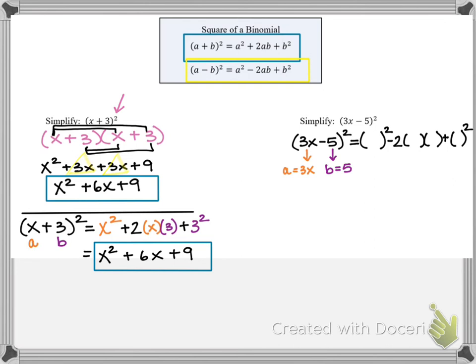So now let's fill in the blanks. So a squared, I'm going to replace a with 3x, minus 2 times a, which is 3x, times b, which is just 5, and then plus my 5 squared. Now let's simplify. So the term 3x, when I square it, is 9x squared. Now I'm going to subtract the product of 2 times 3x times 5. Well, 2 times 3x is 6x, and then times 5 is 30x. So now I have 9x squared minus 30x, and then I just add 25 for 5 squared. So you should arrive at the same answer whether you perform the binomial 3x minus 5 times itself or whether you use the pattern.